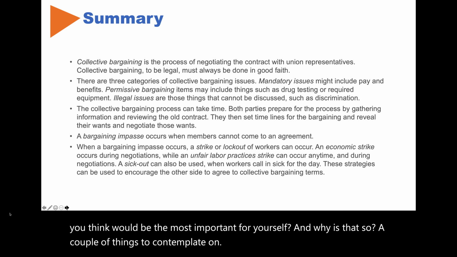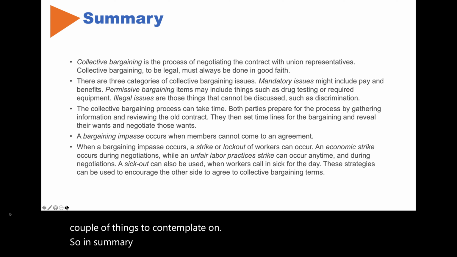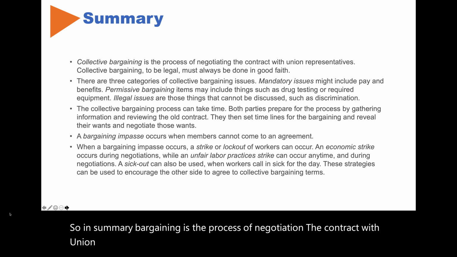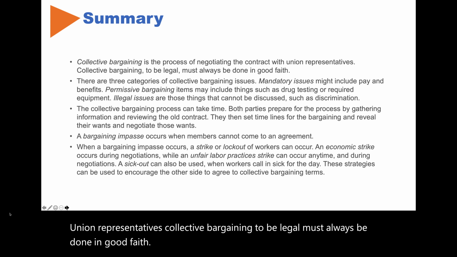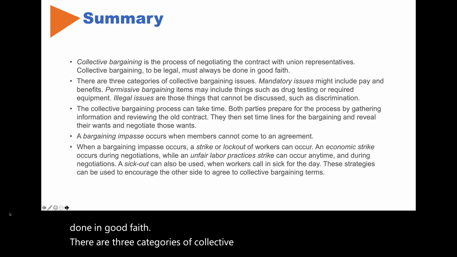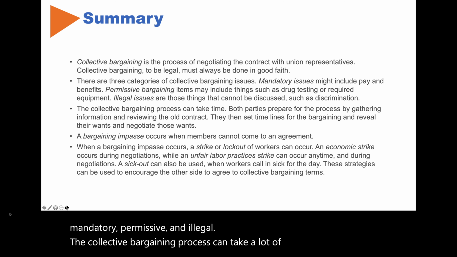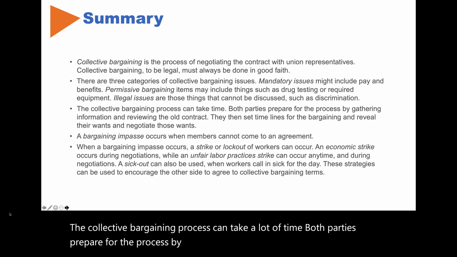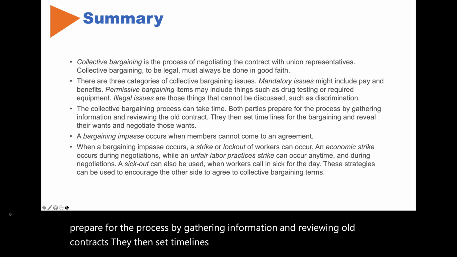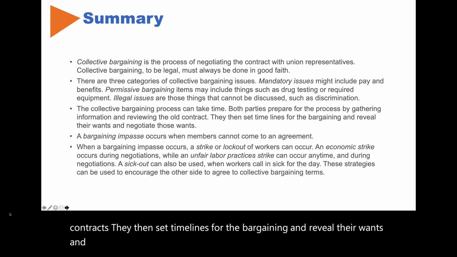So in summary, collective bargaining is the process of negotiating the contract with union representatives. Collective bargaining, to be legal, must always be done in good faith. There are three categories of collective bargaining issues. They are mandatory, permissive, and illegal. The collective bargaining process can take a lot of time. Both parties prepare for the process by gathering information and reviewing old contracts. They then set timelines for the bargaining, reveal their wants, and negotiate on those wants.